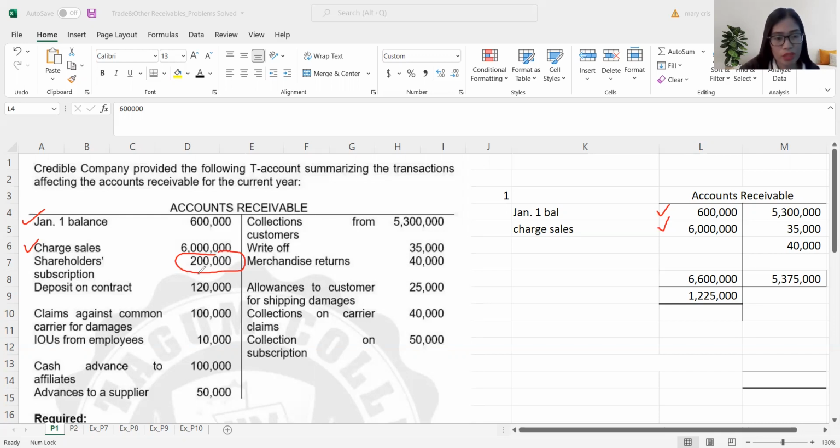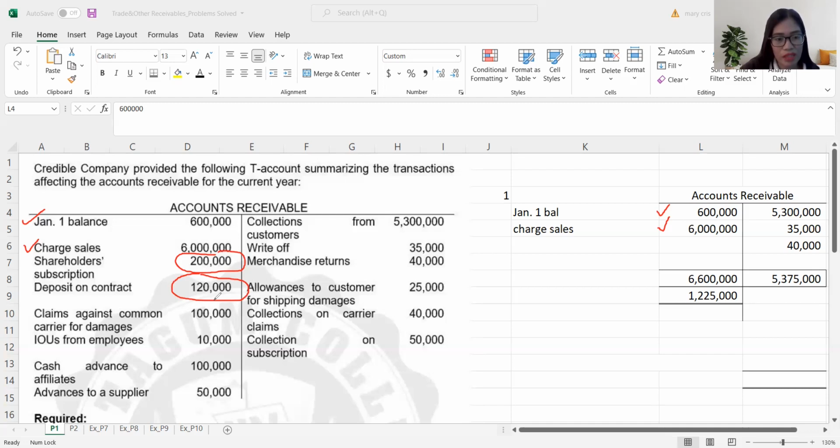Next would be the deposit on contract. This one also is not to be recorded under accounts receivable because, just like your subscriptions receivable, this is also a non-trade receivable which should have been recorded in a separate account title.